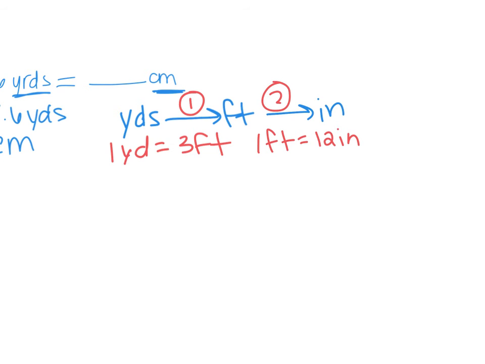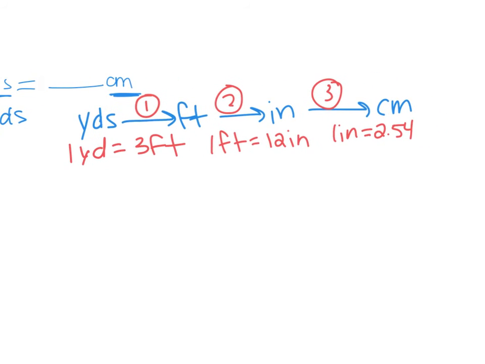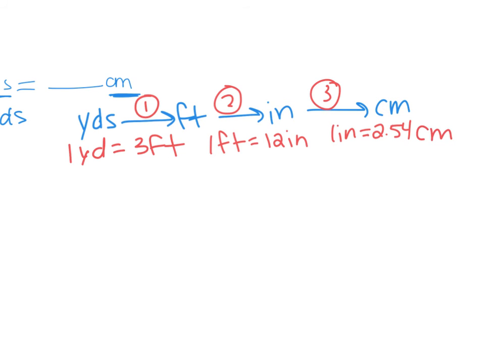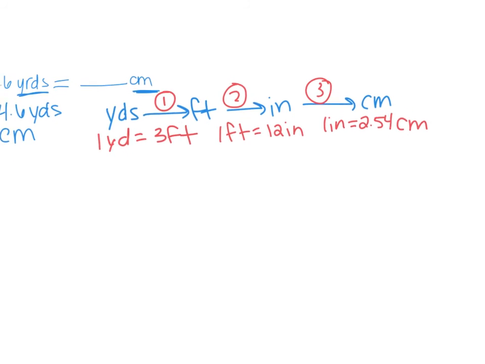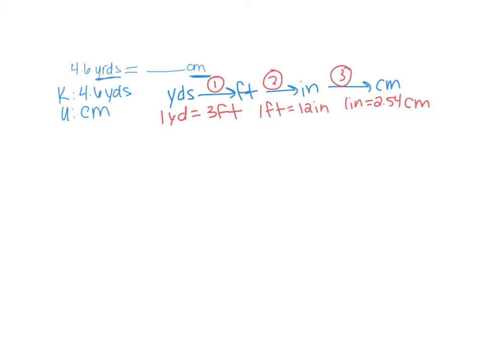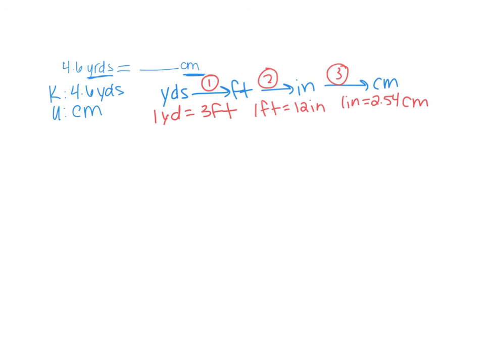All right, and then our last step, if we look at our conversion sheet, we will notice that there is a conversion to go from inches to centimeters. So our last step, we can get to centimeters, so this is going to end up being a 3-step problem. This is step 3. And on our conversion sheet, it says that 1 inch is equal to 2.54 centimeters. Okay. So there is our plan. Zoom out a little bit so we can see it all together.